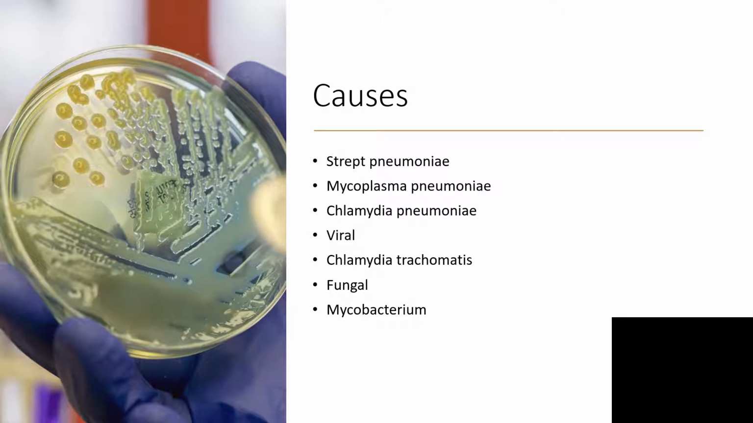Okay, what are the causes of community-acquired pneumonia in children? Strep pneumo is leading, just like the case is with adult community-acquired pneumonia. Mycoplasma pneumonia is possible here. Chlamydia pneumonia, and Chlamydia trachomatis, fungi, Mycobacterium tuberculosis, or viral.